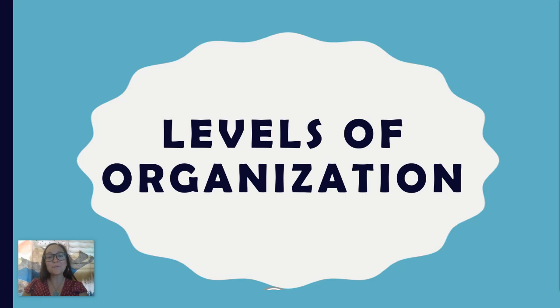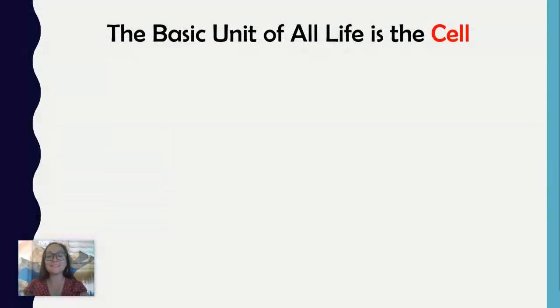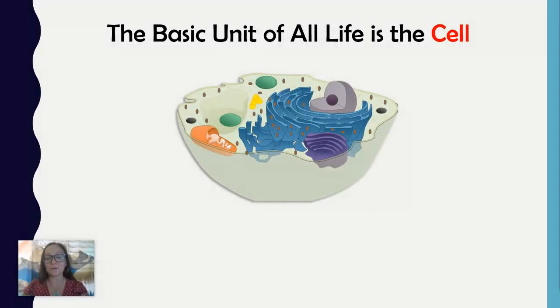Okay, so in this video, we're going to talk about the different levels of organization found within the human body. So our first and most basic unit of all life is the cell. Now, a cell can be a single-cell organism like a prokaryote or a bacterium, or it can be part of a large multicellular organism.